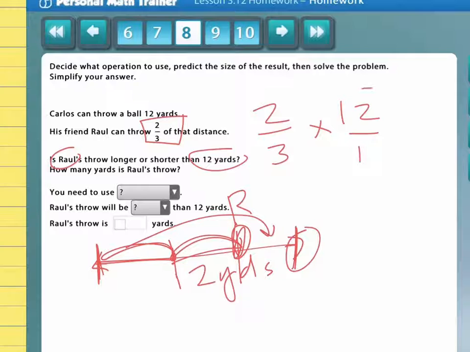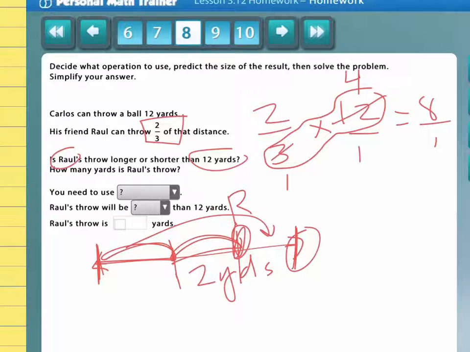I see a slash right here, a common factor of 3, so divide 12 by 3 and 3 by 3, and we're going to end up with 8 yards. So Raul can throw it 8 yards. We're going to use multiplication. Raul's throw will be less than 12 yards, and he can throw it 8 yards.